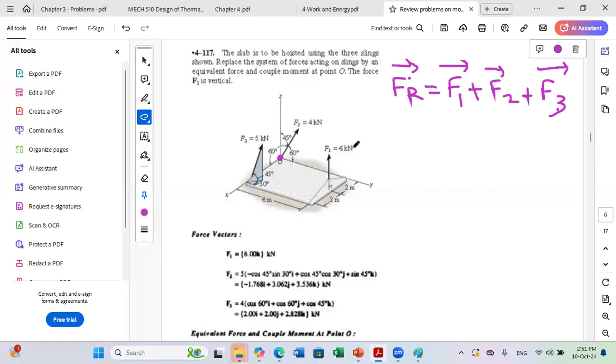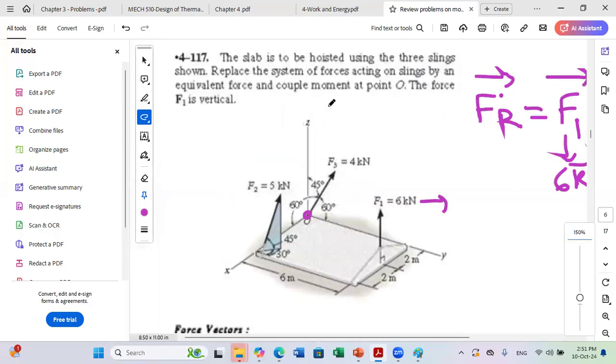So to start with, I start with F1. F1 is vertical upward. So vector F1 is just 6K. Now I move to F2. For F2, I will zoom a little bit.